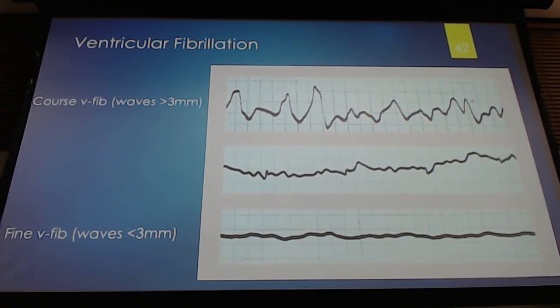And then oftentimes, when we go from coarse VFib, which means our waves are greater than 3 millimeters in small boxes, eventually we will go into a fine VFib, and then we will go into a flat line. So it starts off like, okay, what is this crazy rhythm? And then within 30 seconds or so, now we're in a fine, and then we're into a flat line. So the definition of coarse is greater than 3 millimeters. Fine is less than 3 millimeters in the amplitude of the waves that we're seeing.